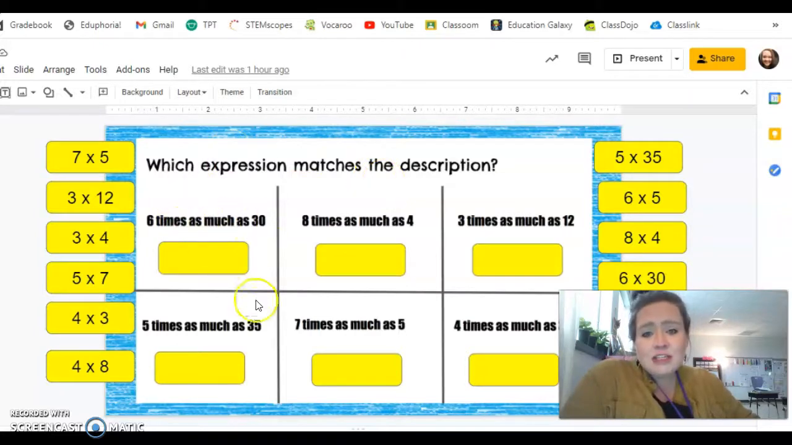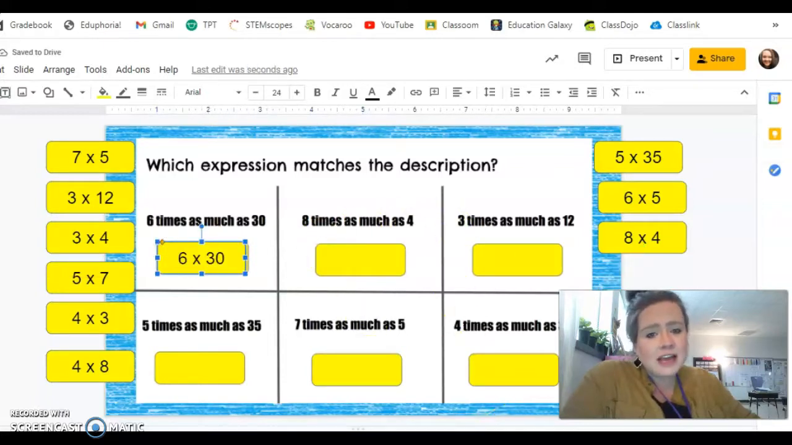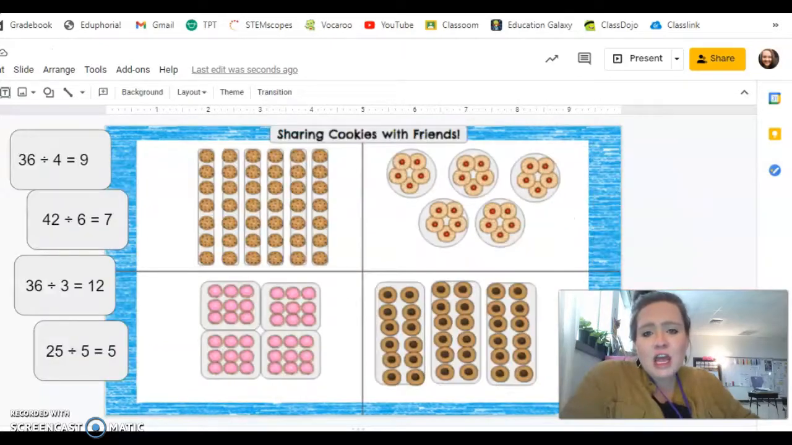6 times as much as 30. That is 6 times 30. So you would just pull over this one. There. 8 times as much as 4. That is 8 times 4. Okay, so then you're just matching these expressions to the description. Then you've got some arrays and some equal groups.